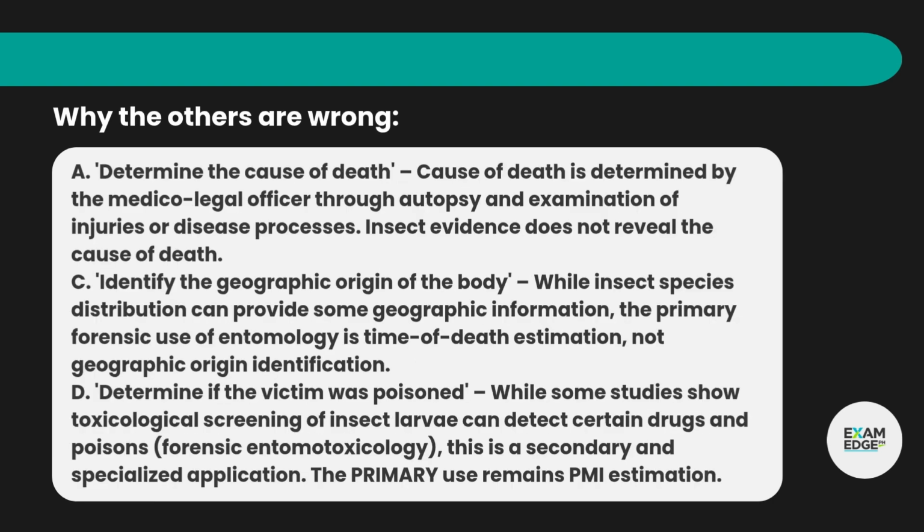Why the others are wrong? A. Determine the cause of death. Cause of death is determined by the medico-legal officer through autopsy and examination of injuries or disease processes. Insect evidence does not reveal the cause of death. C. Identify the geographic origin of the body. While insect species distribution can provide some geographic information, the primary forensic use of entomology is time of death estimation, not geographic origin identification.